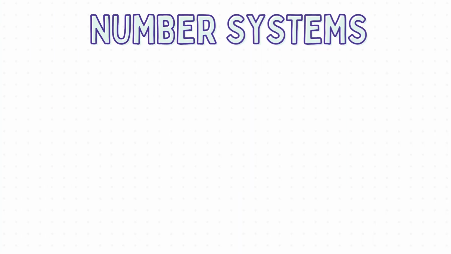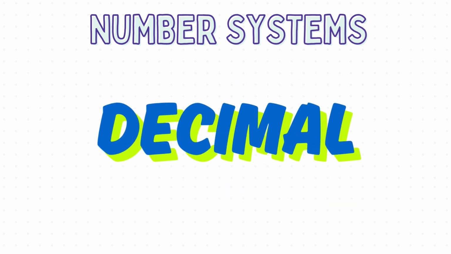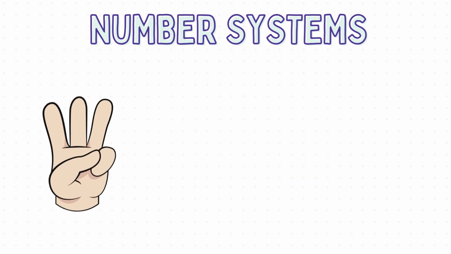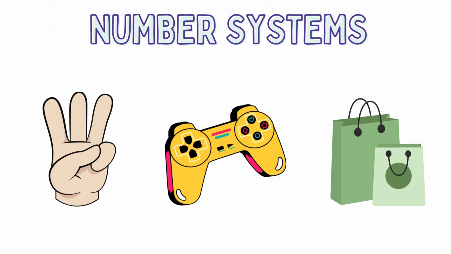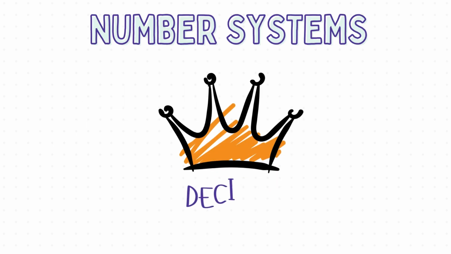First up, we've got the most common language, the decimal language. This is the English of number systems and we use it everywhere. You've probably used it a billion times today when counting, shopping, or even playing games. Decimals use 10 digits: 0, 1, 2, 3, 4, 5, 6, 7, 8, and 9. It's like a super popular language everyone speaks in the world because 10 is our base, just like how we have 10 fingers.